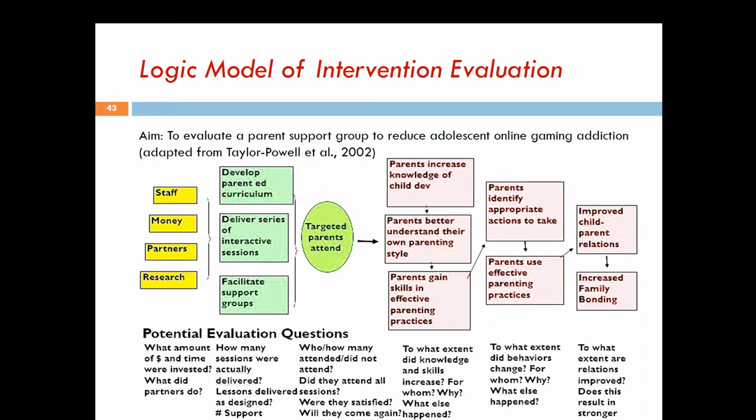So it's public health, okay? So it may not be directly addressing the target problem, but it will hopefully improve the parents' outcomes, all these short, medium, and long-term outcomes. The adolescents are less likely to need to use online gaming addiction as a way of coping. Okay, so this is a logic intervention.